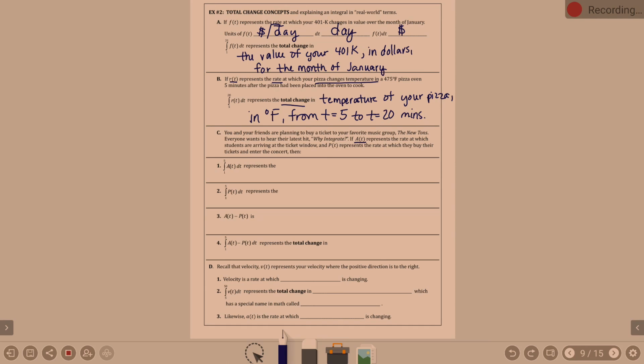So, the change in A of t, that's going to represent the number of students. And what are they doing? Oh, right. Arriving. And on mine, I have it written as they are arriving to get in line, because they're arriving at the ticket window, so you are getting in line. I think you could say arriving to get in line. I think you could also just say arriving at the ticket window. Okay. I think both would work: arriving to get in line.